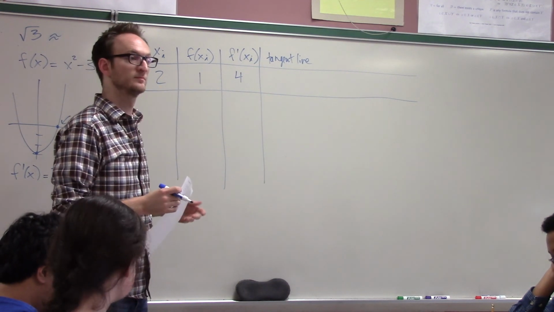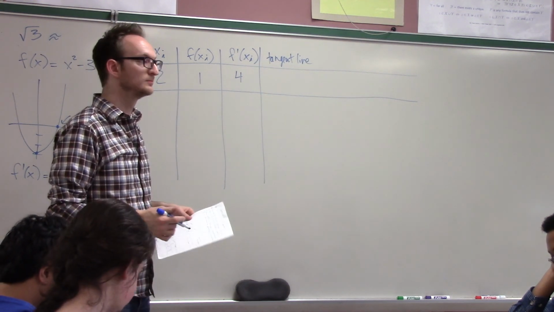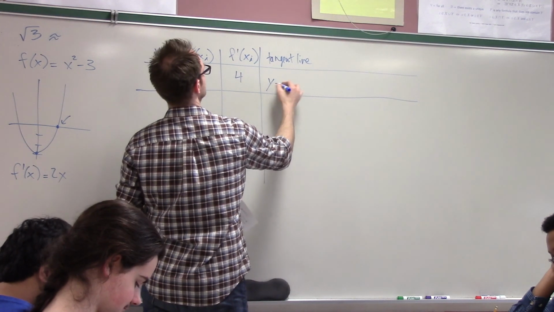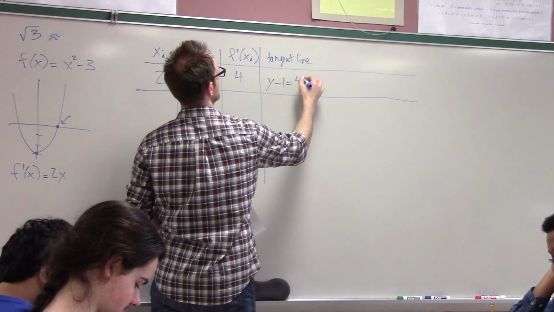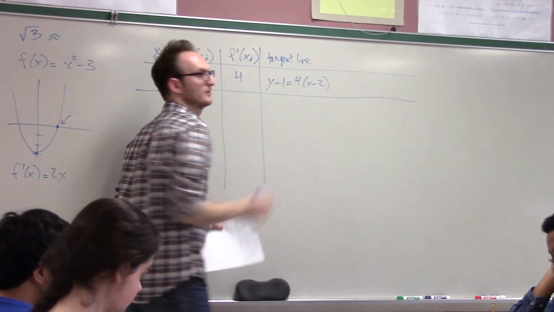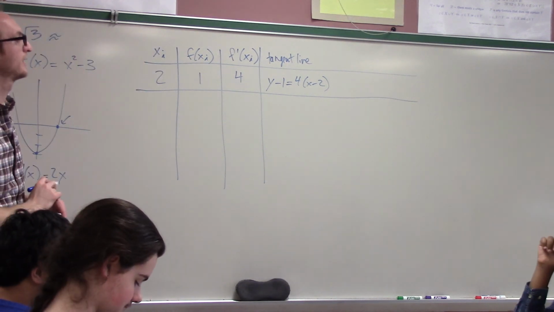Y minus 1. Yeah. That's not so hard, right? Y minus 1 equals 4x minus 2.